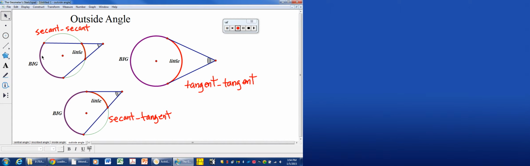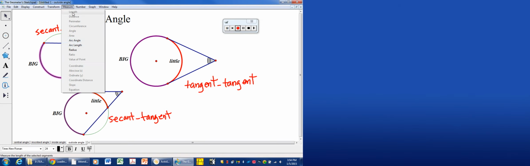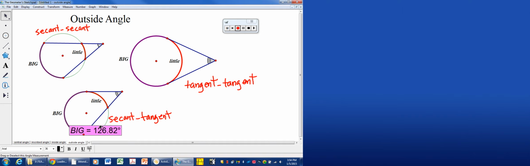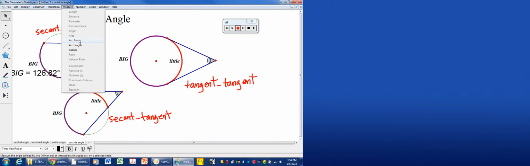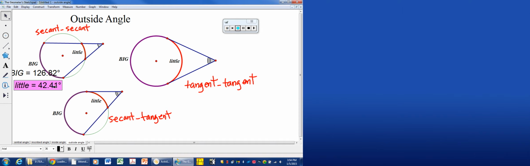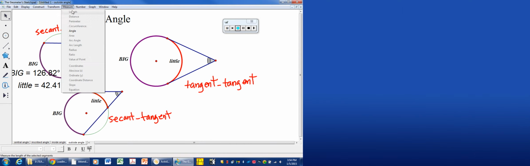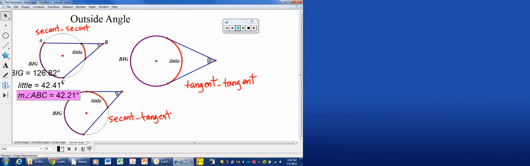So let's measure this big arc. Measure this arc angle. And that looks like it's 126. Let's measure this little angle. Measure its angle, there it is, 42.41, and then let's measure this angle, if we can. Okay, in this case it happens to also be 42.241, but there's a reason that it's going to be the same.